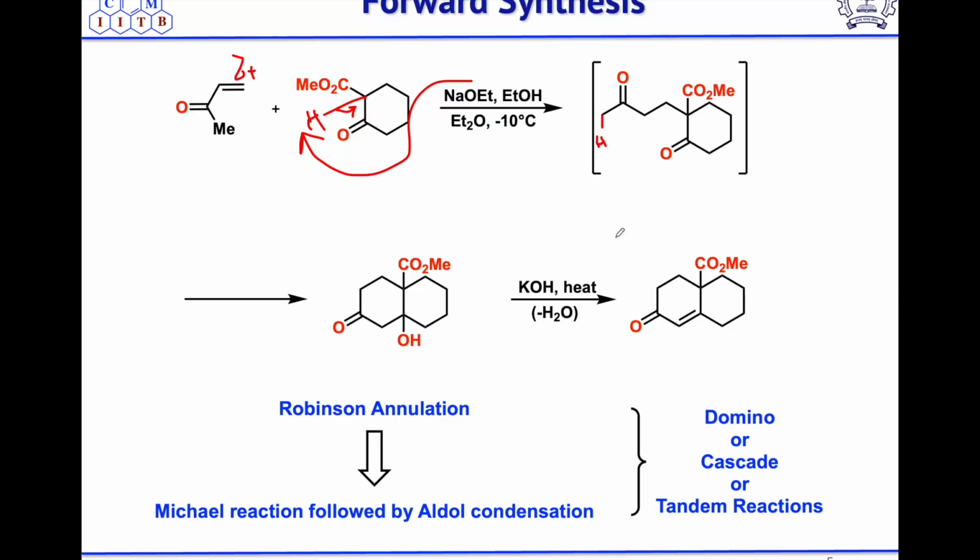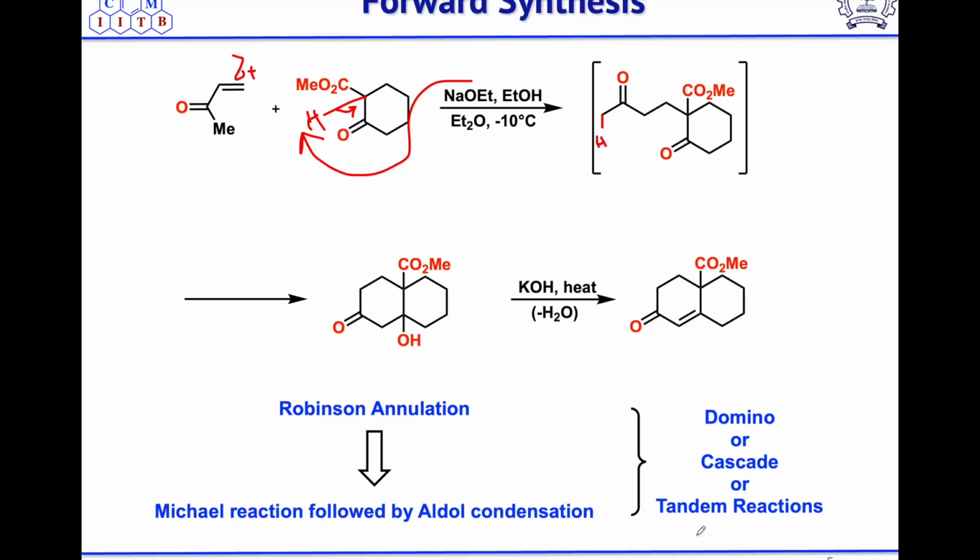Okay, so what is the benefit of this domino or cascade or tandem reaction? There are many benefits. It is more economical, and also environmentally friendly. Economical, why? Because in the same pot, in one pot you are doing two or three reactions, multi-step reactions.